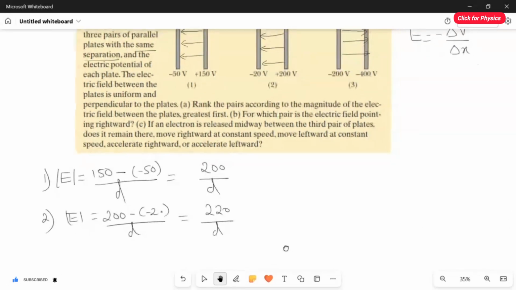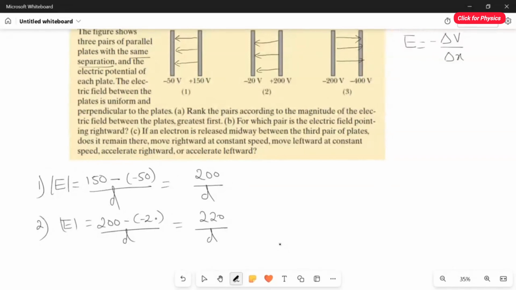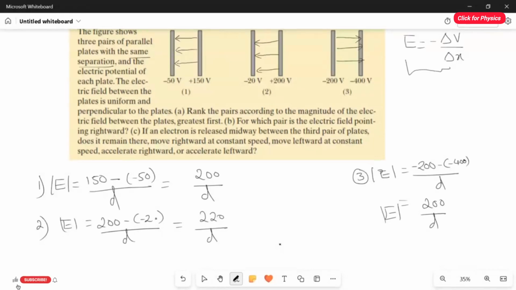Then we have to find the answer for the third part. The magnitude of the electric field E equals the greatest minus the smallest: minus 200 minus of minus 400, over the distance d. Minus into minus becomes plus, so we got 200 over d. So this is the answer for the electric field after we apply this relation. Clear? Now we have to rank.